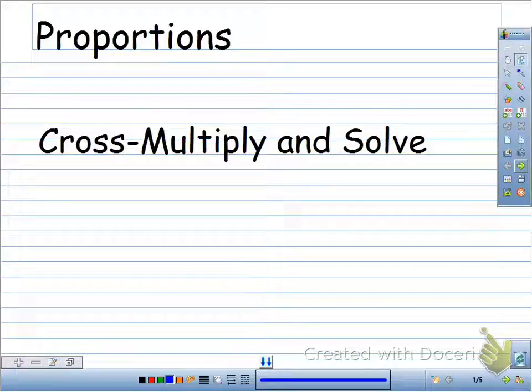Hey guys, so I'm going to go through a little mini lesson here about solving proportions.